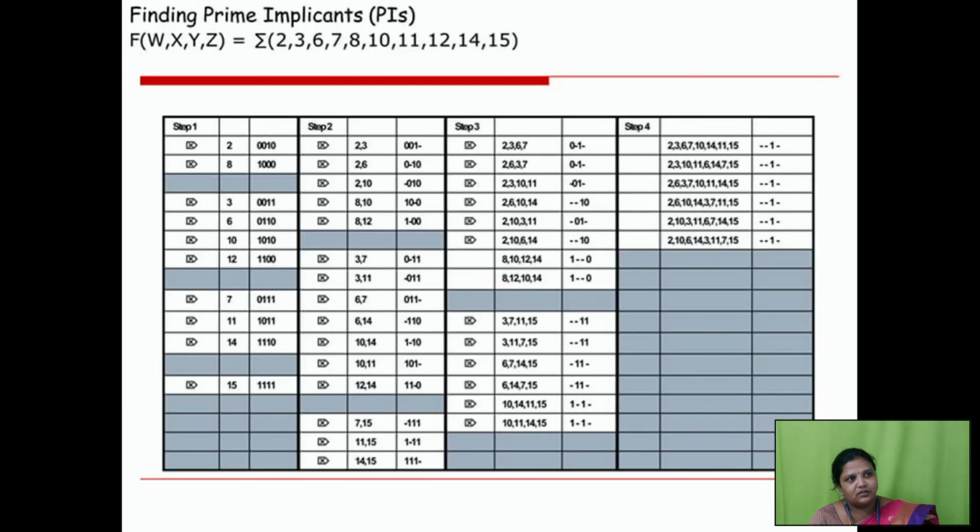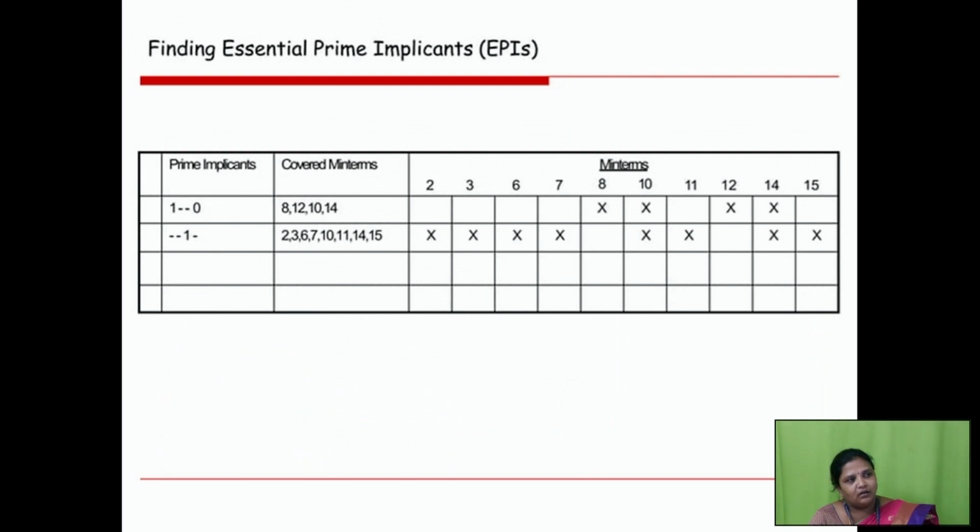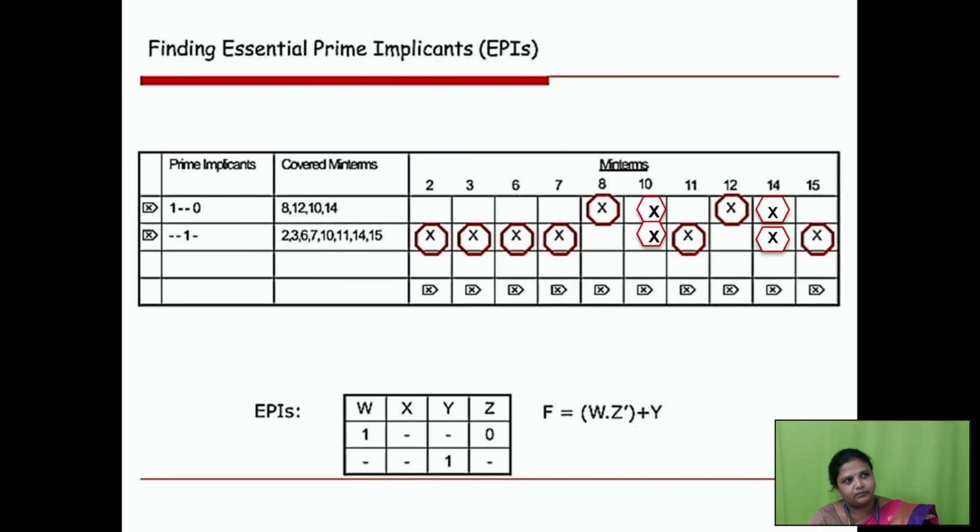This is one kind of example. Here all the minterms are included, so we have to consider all the minterms. Here the final result is f equals w z bar plus y.